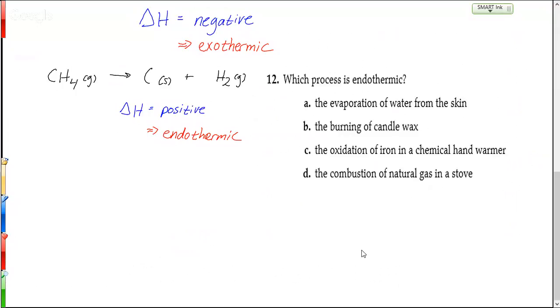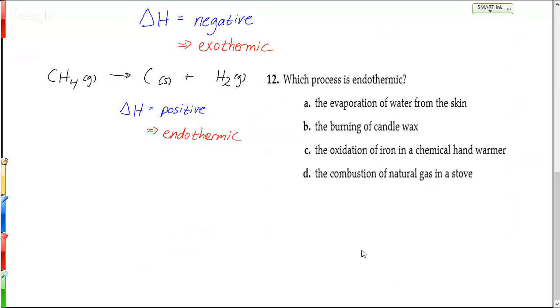Everybody got one? Which one are you thinking? C is endothermic? How do you know? Oxidation. Oxidation is always endothermic? Because all the other ones, something's going away. What's going away? Like the evaporation of water from your skin. Okay. Like losing water.